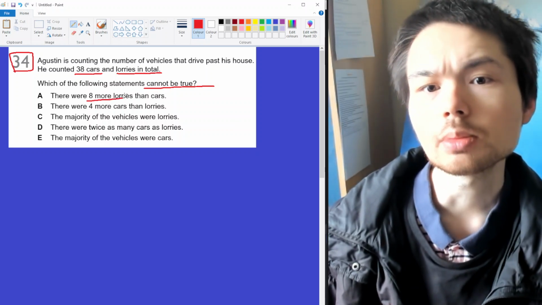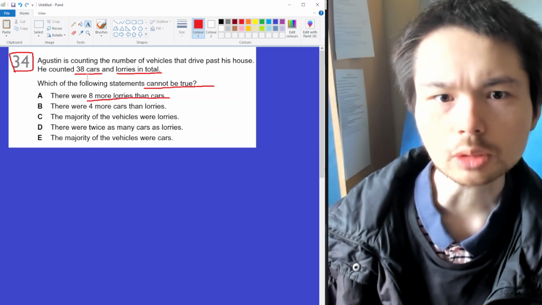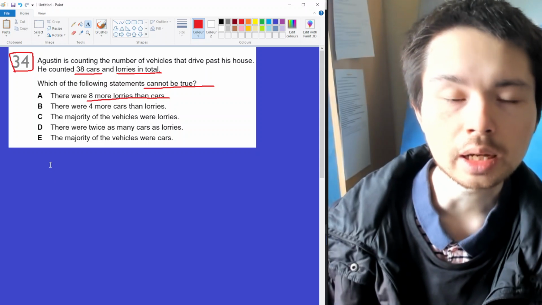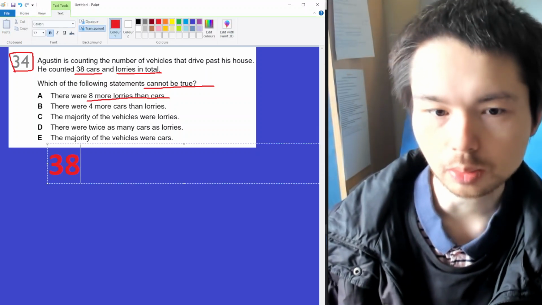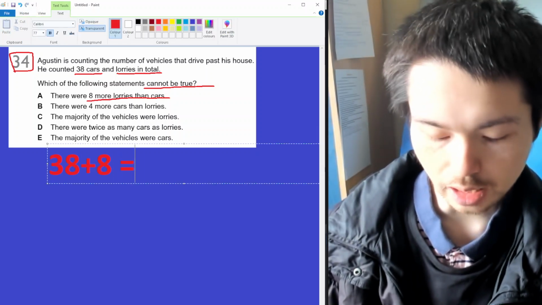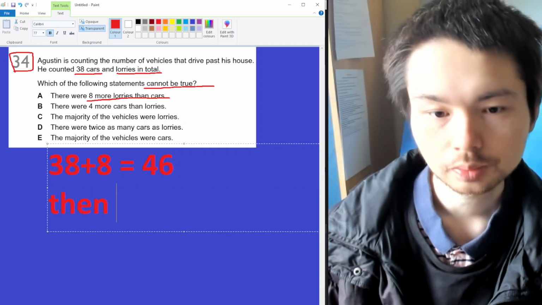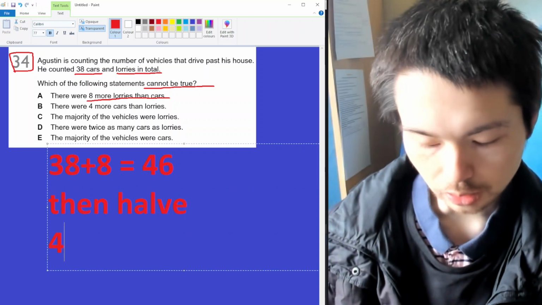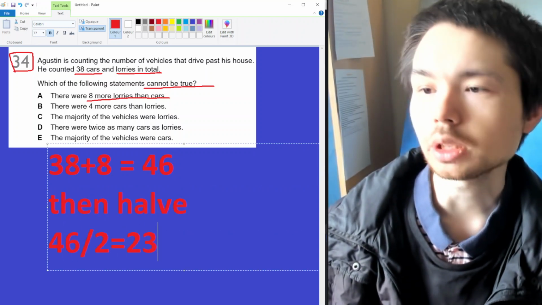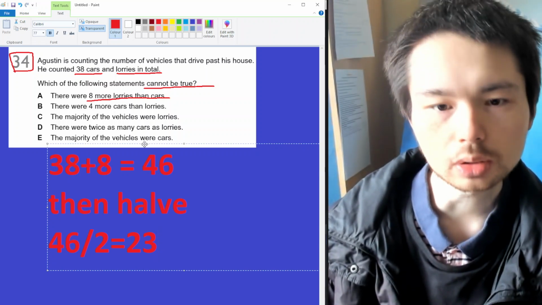A. There were 8 more lorries than cars. Look at the two numbers, 38 and 8. The proper way to do this is we add them up first. 38 plus 8 is 46. Then you halve it. So 46 divided by 2 is 23. Okay, so what, William? So what? We've got the number 23.